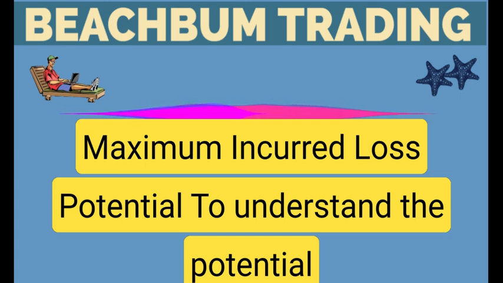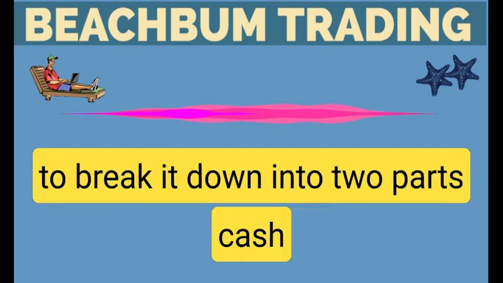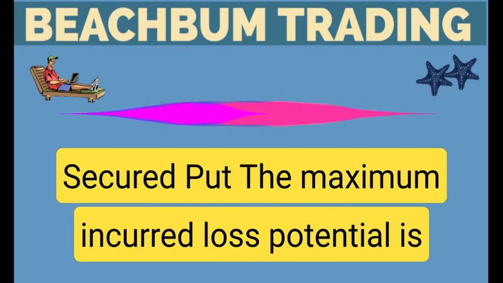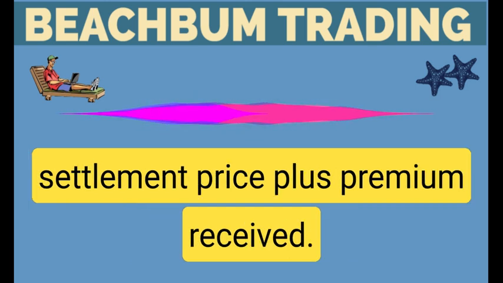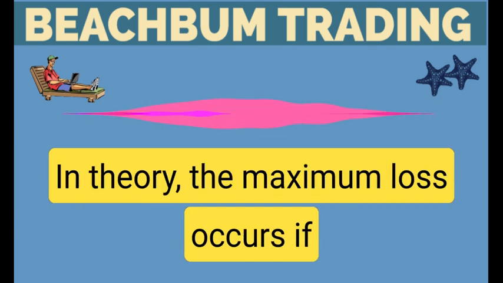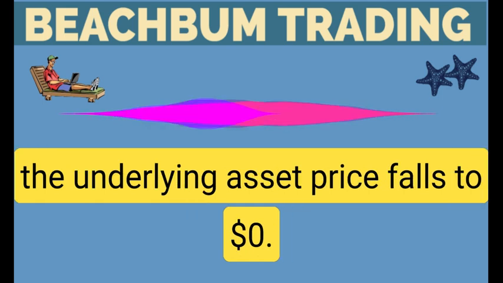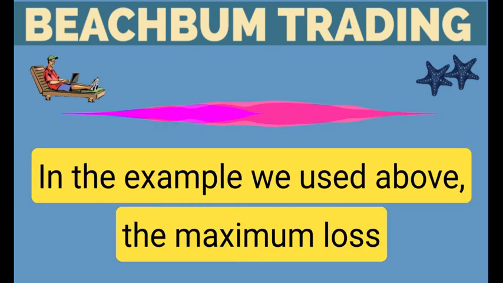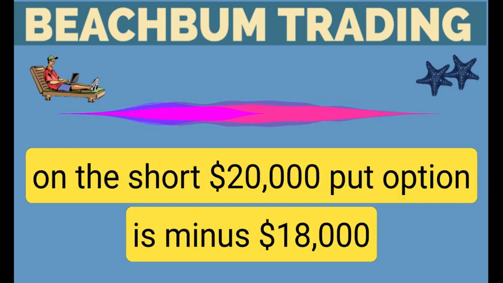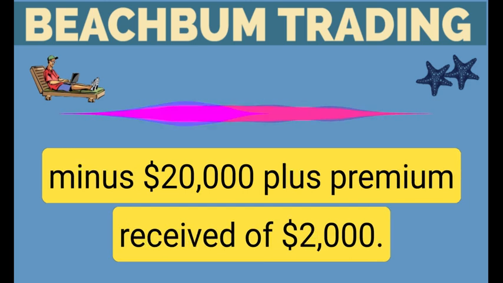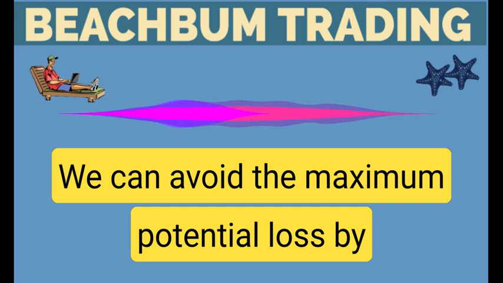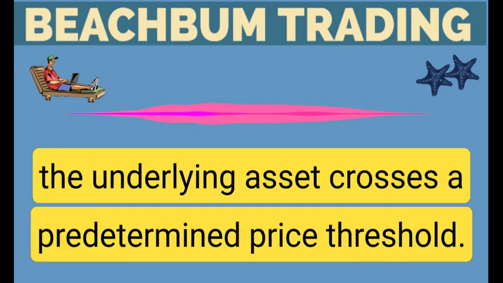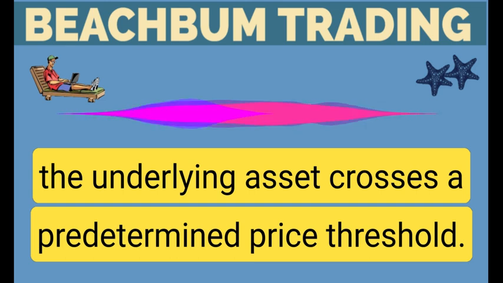Maximum incurred loss potential. To understand the potential losses when trading the wheel strategy, we need to break it down into two parts. Cash secured put. The maximum incurred loss potential is the difference between the strike price and the settlement price plus premium received. In theory, the maximum loss occurs if the underlying asset price falls to $0. In the example we used above, the maximum loss on the short $20,000 put option is -$18,000, -$20,000 plus premium received of $2,000. We can avoid the maximum potential loss by closing the position if either the premium or the underlying asset crosses a predetermined price threshold.